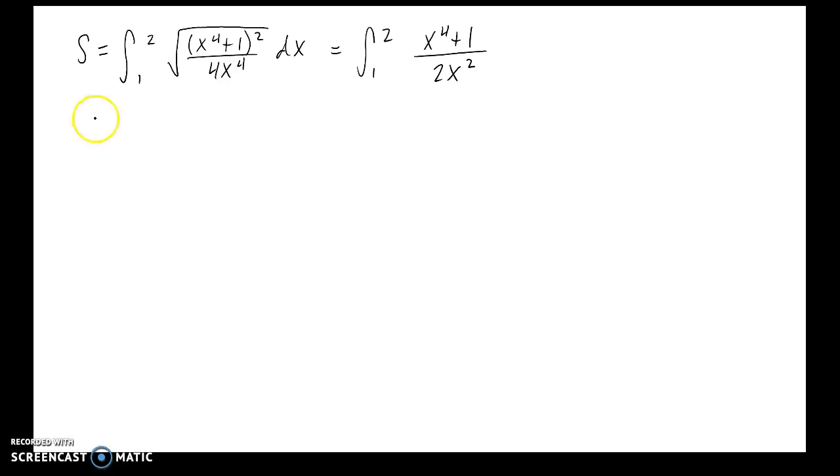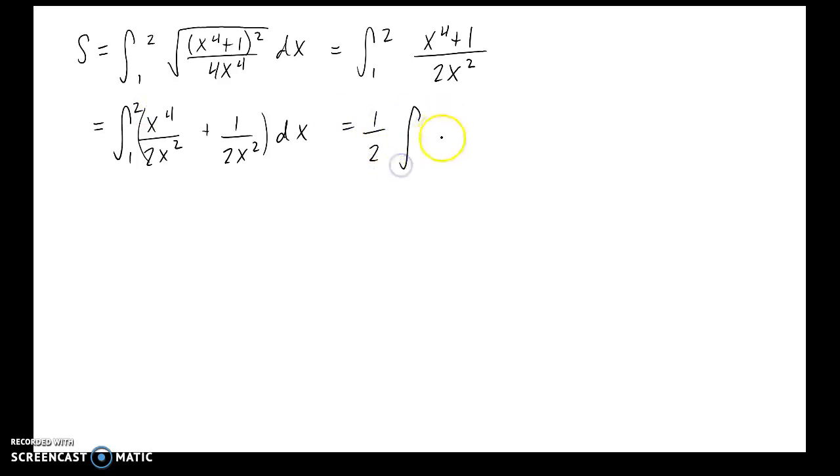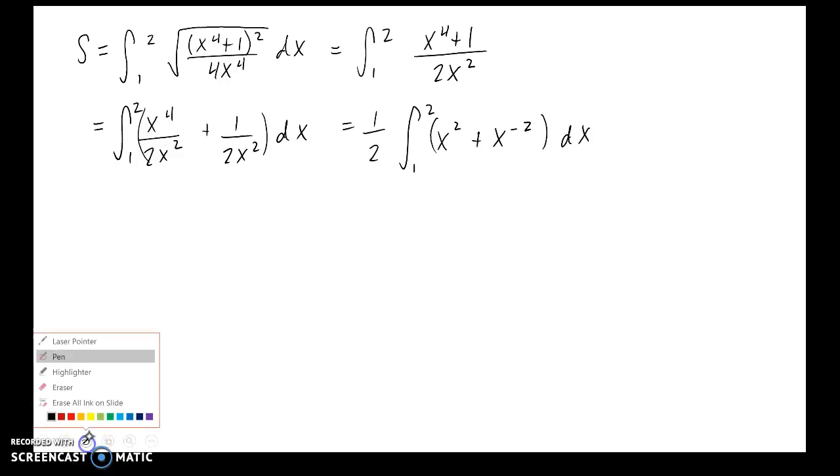So now, to evaluate the antiderivative, let me break up that numerator. So it becomes x to the 4th all over 2x squared, plus 1 over 2x squared, from 1 to 2. All right, you can factor out a 1/2 if you want. The first term simplifies to x squared, and then writing this with the power rule, x to the -2 for the second term, from 1 to 2. Anything to make your life a little bit easier when you actually have to evaluate the antiderivative.